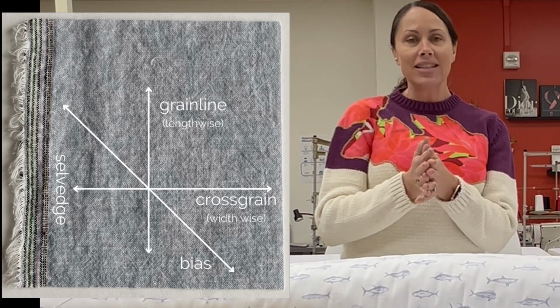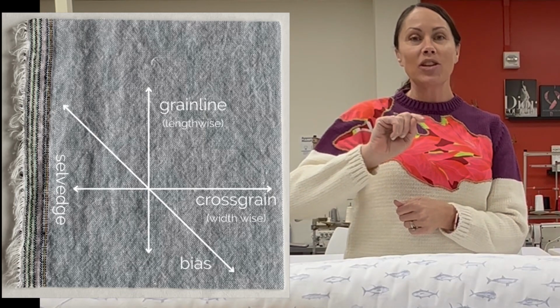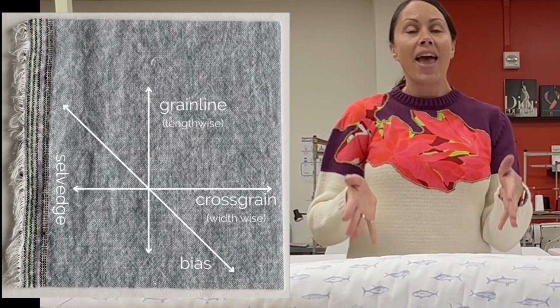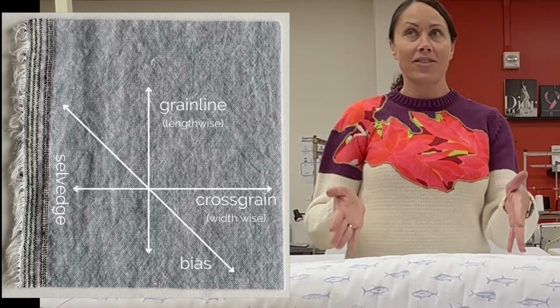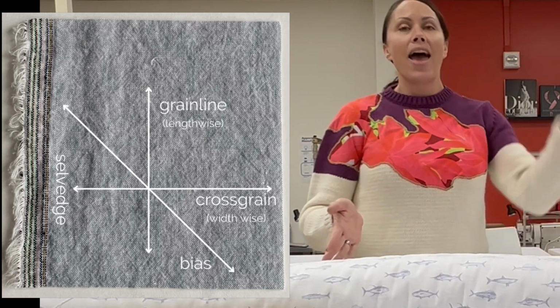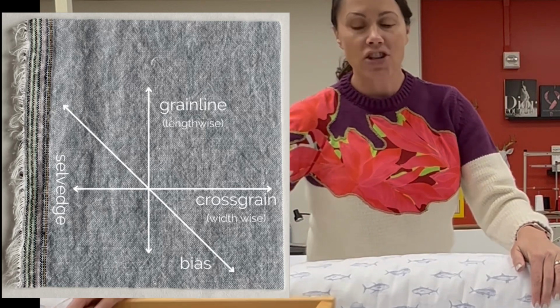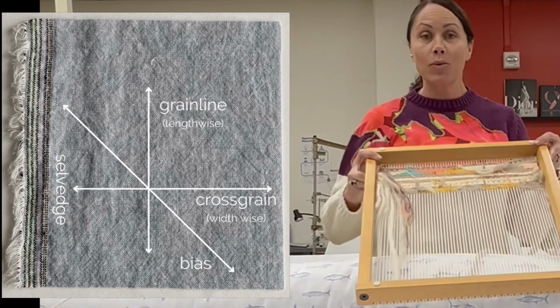So the pattern piece will have an arrow on it showing you the direction of the grain line. And then you need to look at your fabric and identify, well, where is the grain line on the fabric? And then you can line up the two together. So grain line is the direction of your fabric, how it was woven.